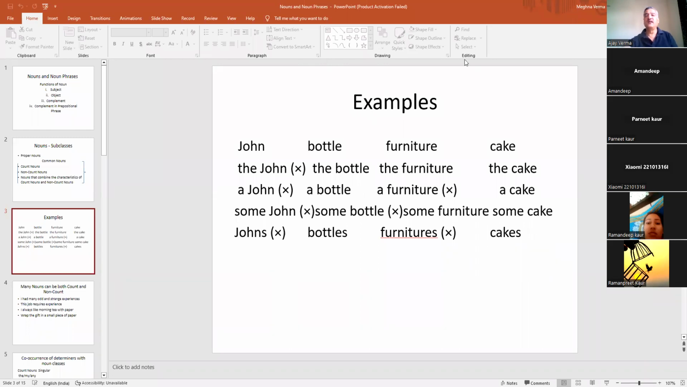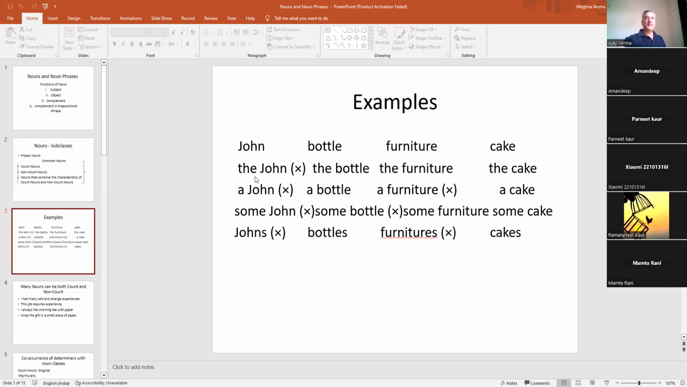Now let us look at the third slide. The third slide is the slide of examples. Okay, there are 4 columns in this slide, where, as you can see, we have provided lists of various types or subclasses of nouns. The first column is proper noun, second is count noun, third is uncount, and fourth is the example of a noun which can be both count and non-count.